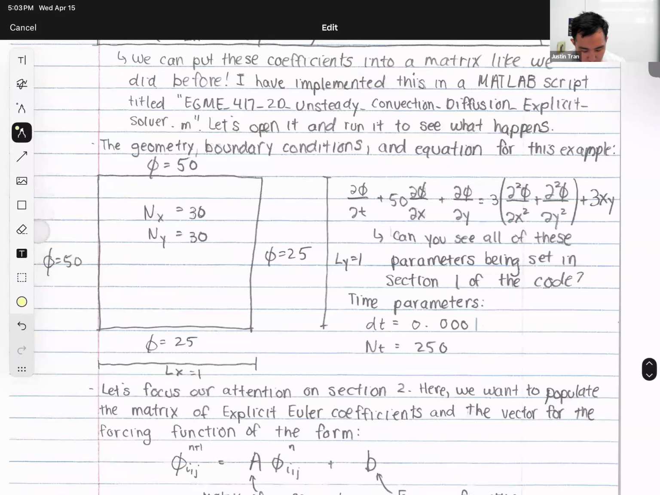For this example, we have the following equation: partial phi partial t plus 50 partial phi partial x plus partial phi partial y is equal to 3 times our diffusion term, partial squared phi partial x squared plus partial squared phi partial y squared, plus 3xy.